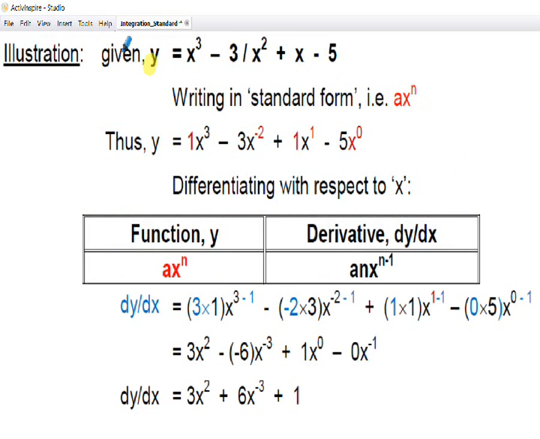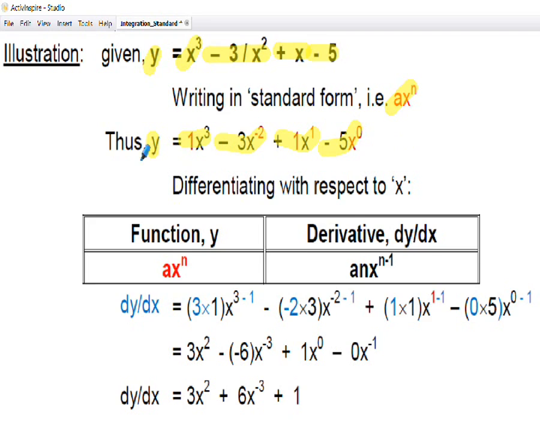If we were given the function y equals x cubed minus 3 divided by x squared plus x minus 5, if I write that in standard form of ax to the n, that would be y is equal to 1x cubed minus 3x to the minus 2, bringing the x squared to the top line using laws of indices, plus 1x to the 1 minus 5x to the 0. Don't forget, anything to the power of 0 is 1, so I've still got minus 5 at the end, even though I've written it as minus 5x to the 0.